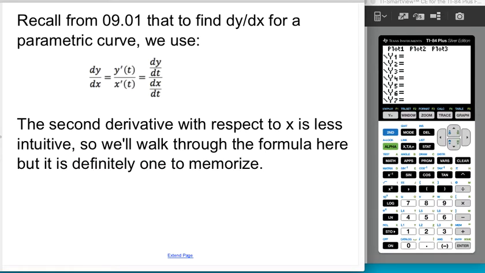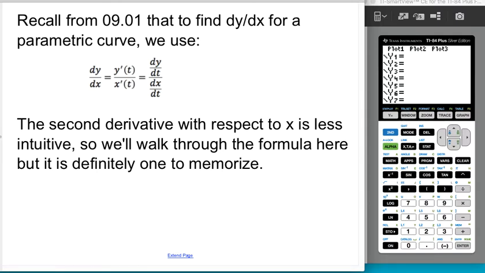So recall that in 9.1, the last fairly lengthy video, we learned that dy dx for a parametric curve is y prime of t over x prime of t, or dy dt over dx dt. The second derivative with respect to x is way less intuitive. We're going to walk through where the formula comes from, but it is definitely on the list of things you want to memorize because in a pinch, when you're stressed, it's very hard to intuit your way through this formula.